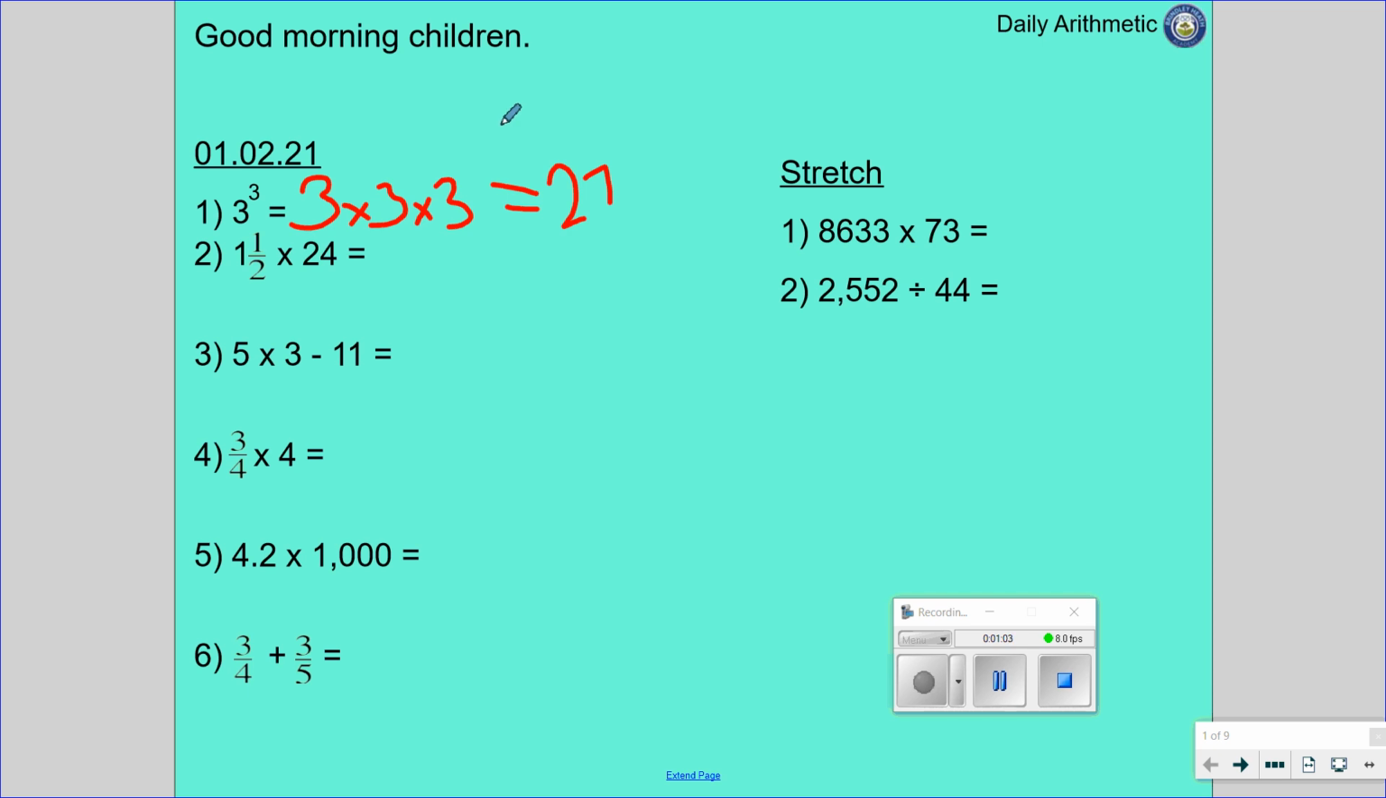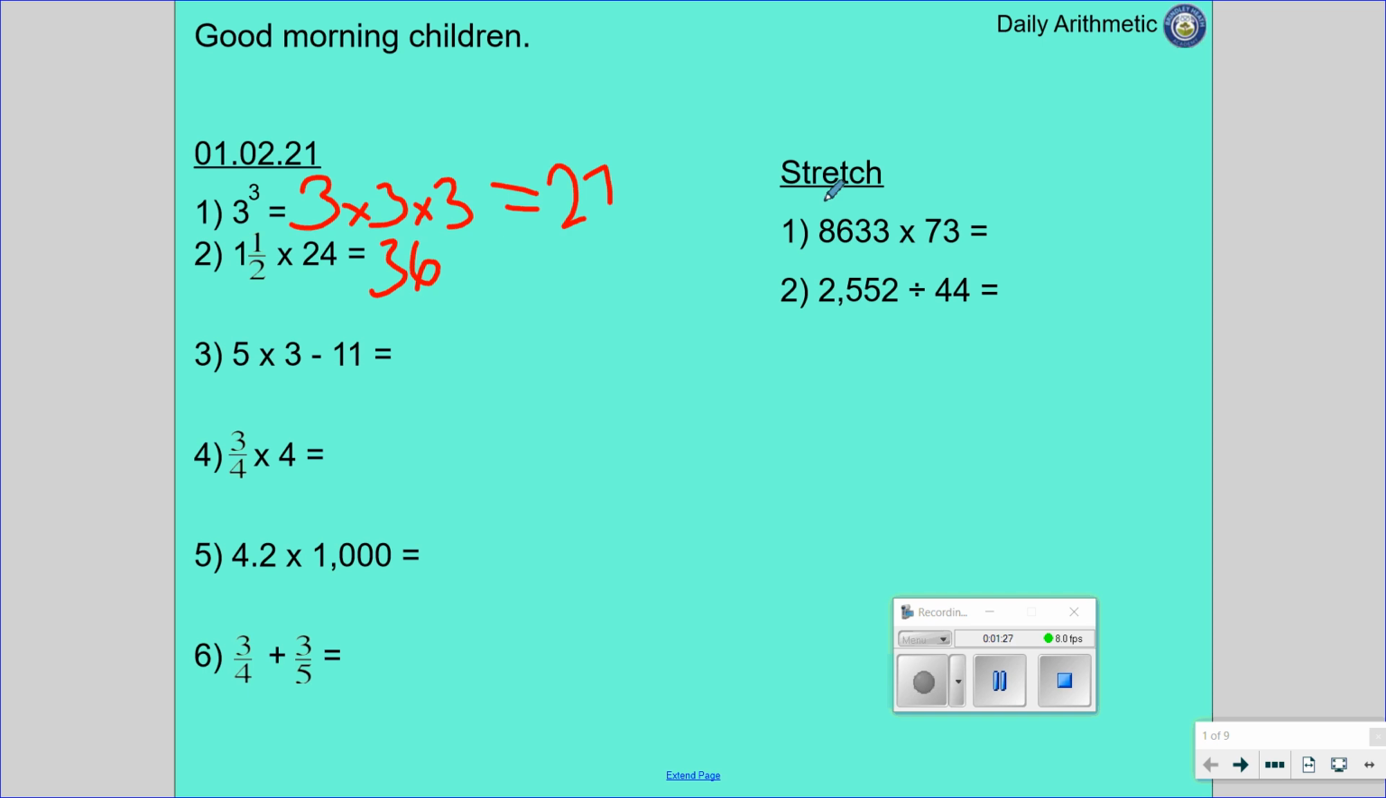Okay, question 2, we've got 1.5 times 24. So this is asking us what is 1 lot of 24 plus what is half of 24. So 1 lot of 24 is 24 plus half of 24. Well, half of 24 is 12. So 24 plus 12 gives us the answer 36.